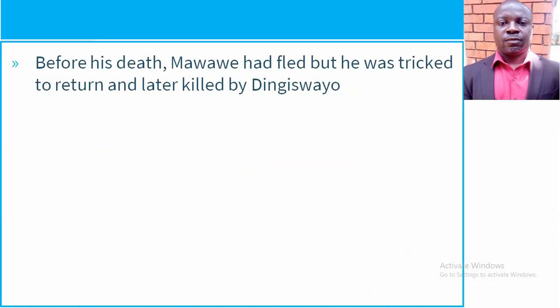Remember, we are looking at the career and achievements of Dingiswayo. So most of what we have looked at so far is the career of Dingiswayo. Now, before his death, Mawawe had fled, but he was tricked to return and then later killed by Dingiswayo. I think Dingiswayo wouldn't be so sure of his throne if he did not kill the brother, because you never know. Mawawe would also have organized and then killed Dingiswayo. So Dingiswayo did it first. He killed his brother Mawawe in order to be safe.